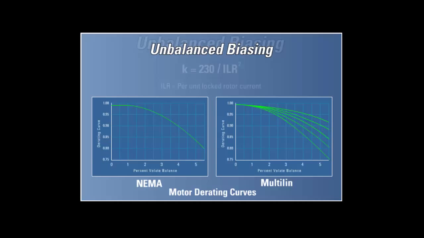K may be calculated conservatively as K equals 230 divided by I_LR squared, where I_LR is the per unit locked rotor current. For a typical estimate, K equals 175 divided by the locked motor per unit current squared. For a conservative estimate, K equals 230 divided by the locked motor per unit current squared. Note for synchronous motors, use a K factor of 8.